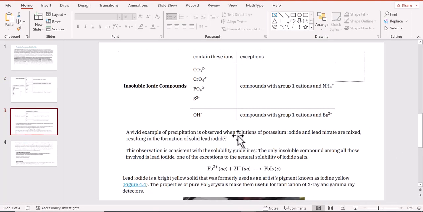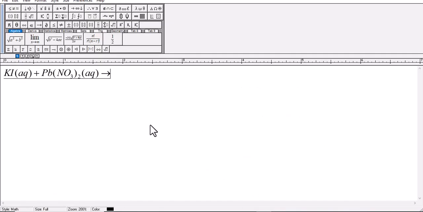Let me go back. So potassium iodide and lead nitrate are mixed, resulting in the formation of a solid lead iodide. Solid lead iodide. I forgot the volume. Solid lead iodide. So PbI. Solid lead iodide.